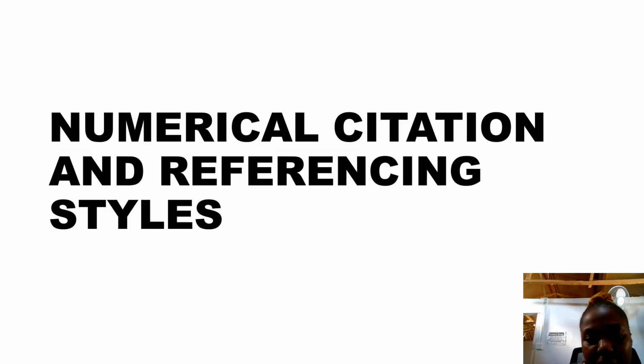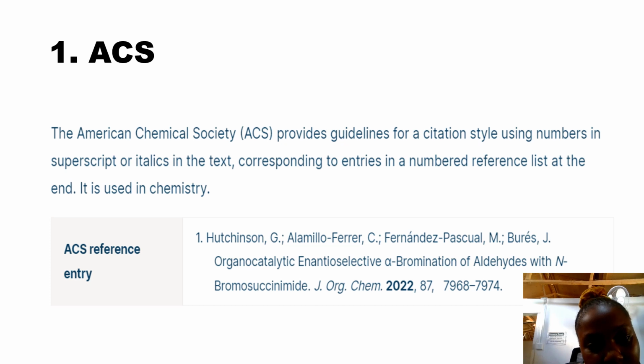Alright, so for the parenthetical citation and referencing, we've finished. Now we move to the numerical citation and referencing. So number 1, we have ACS, American Chemical Society. The reference entry is this one. And of course, the in-text citation we don't show because remember we said it's a number. So you just write, if it's article 1, you say number 1. If it's article 2, you say number 2 up to 50. If you use 50 articles, you just write in terms of numbers. So there's no need to show you the in-text citation.